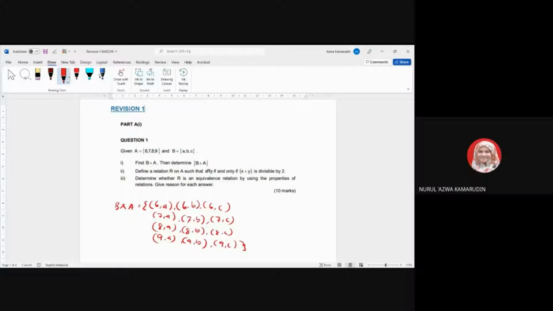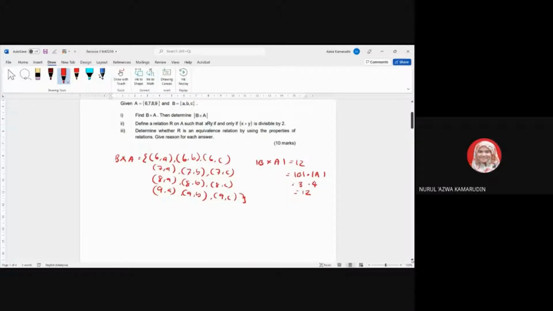Okay, jadi to determine the cardinality of B and A, number of elements of B and A, so you kira daripada sini ada 3, 6, 9, 12 elemen, ataupun dengan cara lain you boleh buat number of elements of B darabkan number of elements of A. So B kita ada 3, A kita ada 4. So 3 kali 4, sama jawapan 12. Okay, so define relation on R. Okay, next question.